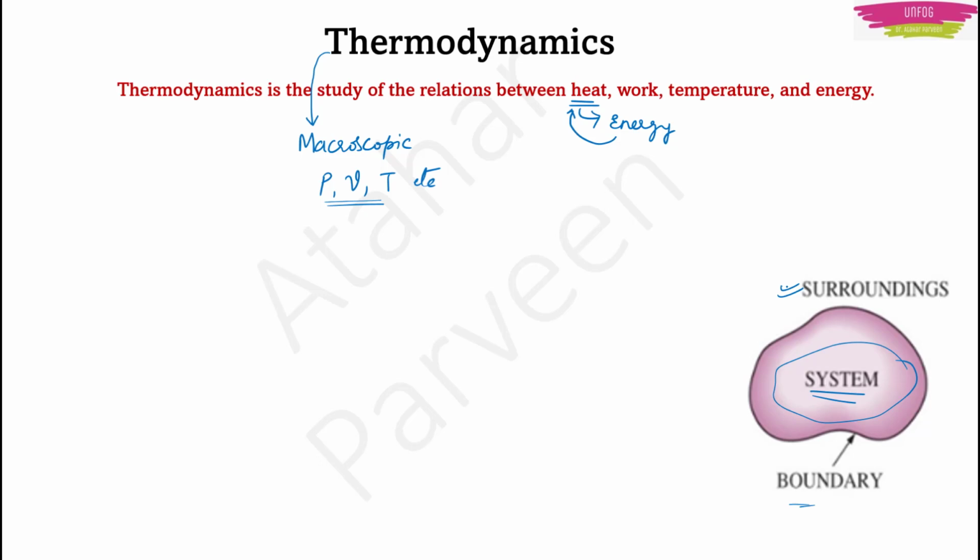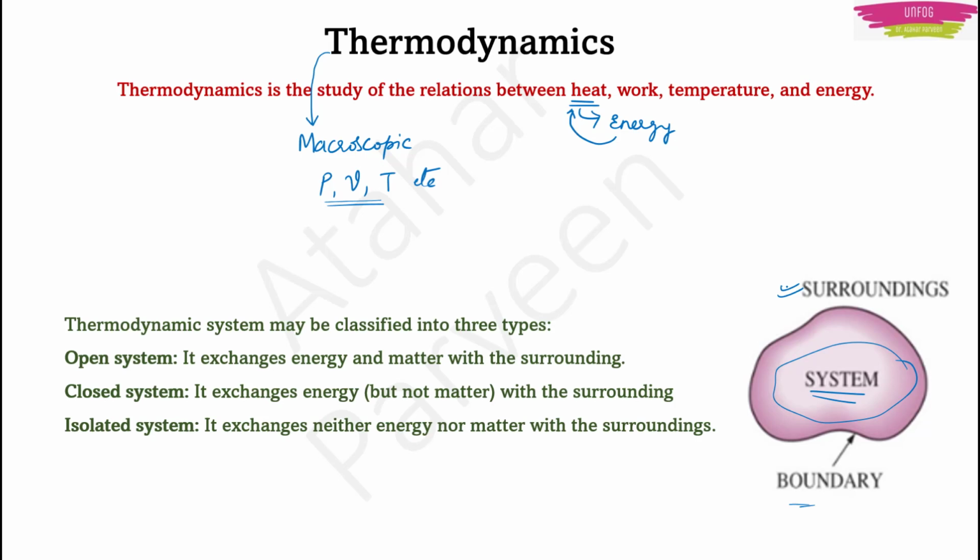Now there can be three types of thermodynamic systems. What are they? They can be open system, closed system and isolated system. What is an open system? In an open system, with the surroundings, energy and matter both can be exchanged through the boundary. Closed system means here only energy can be exchanged, but matter cannot be exchanged. That means the boundary will not allow any matter to go inside or come outside. So here there is exchange of energy with the surroundings.